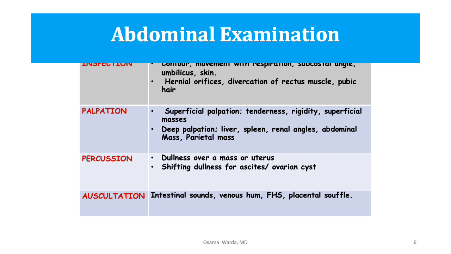We come to the third examination, which is percussion. Percussion in an obstetric case may give dullness over the uterus, the pregnant uterus. We may have shifting dullness if there is associated ascites or associated ovarian cyst. Shifting dullness in ovarian cyst is absent. Shifting dullness with ascites is present.